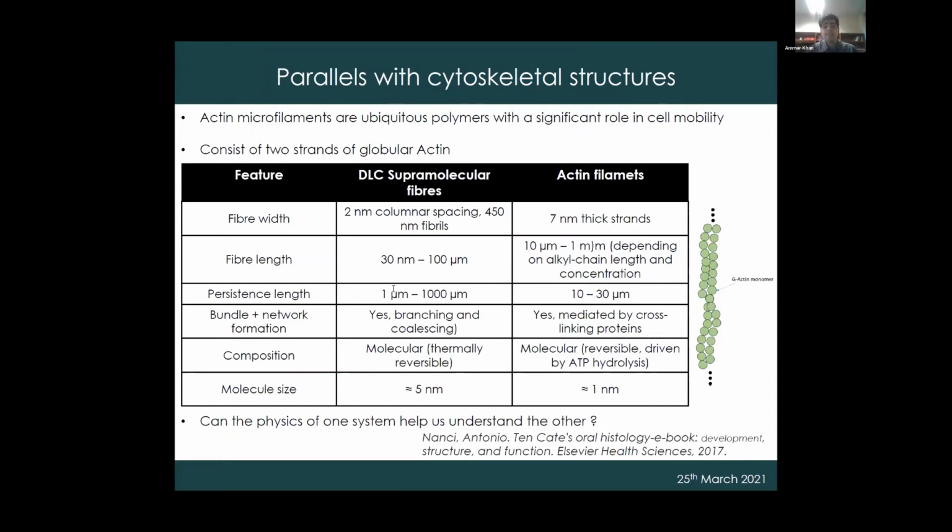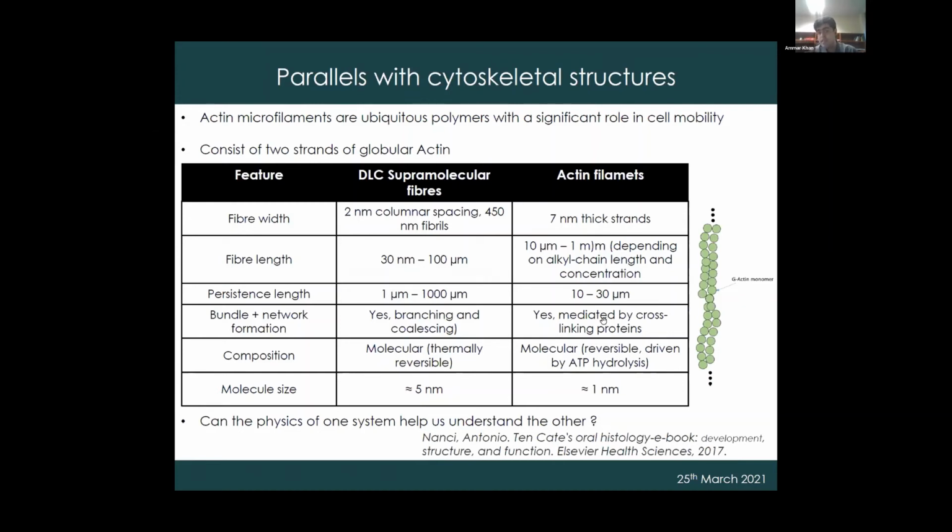In terms of persistence length, which is basically a measure of the rigidity, or how long it takes for the local tangent to become irrelevant, the persistence length is also somewhat comparable. It's about 10 to 30 microns in actin filaments, and about 1 micron to 1 millimeter in these distorted crystal fibers.